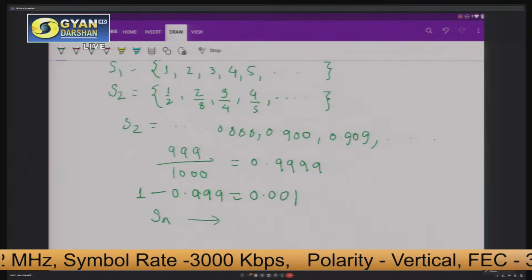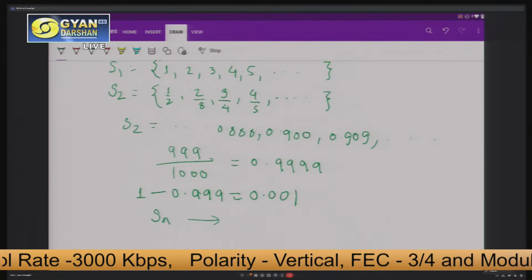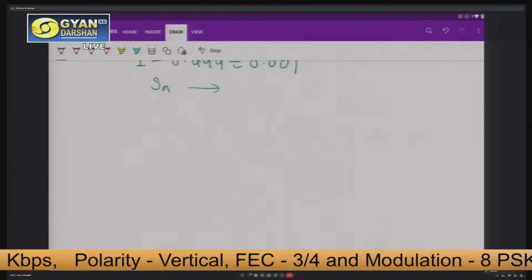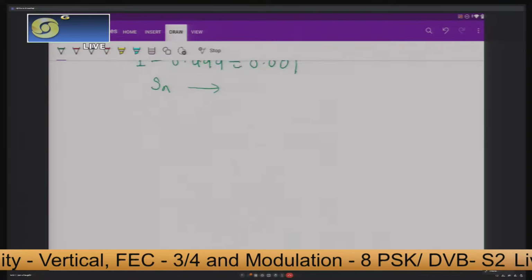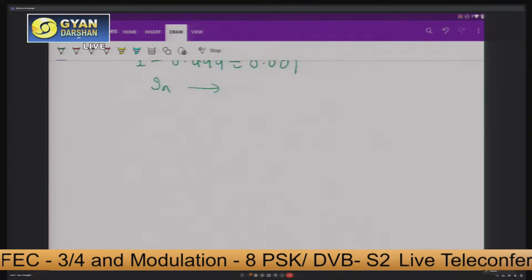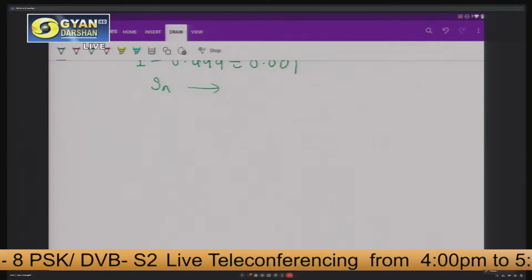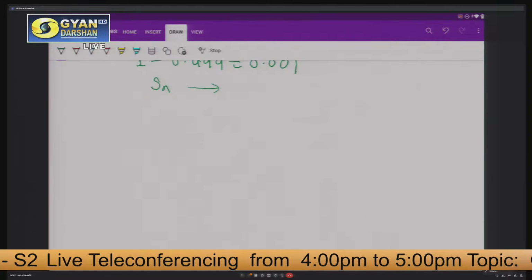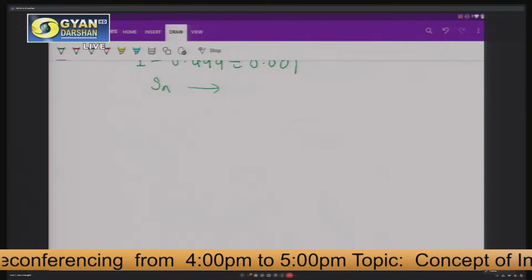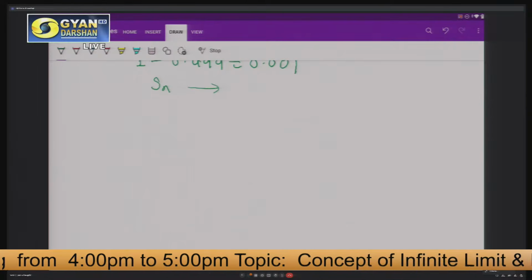So this is the concept of limit: we say that as n tends to infinity, the xn will tend to some finite value, and that is called its limit.